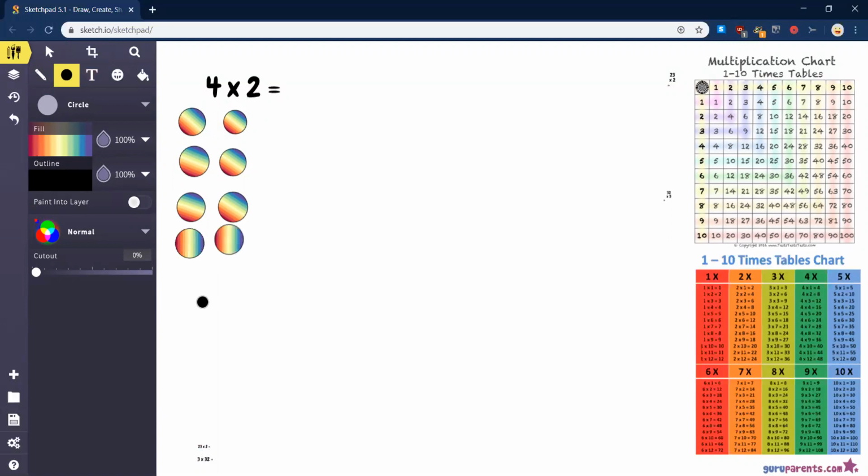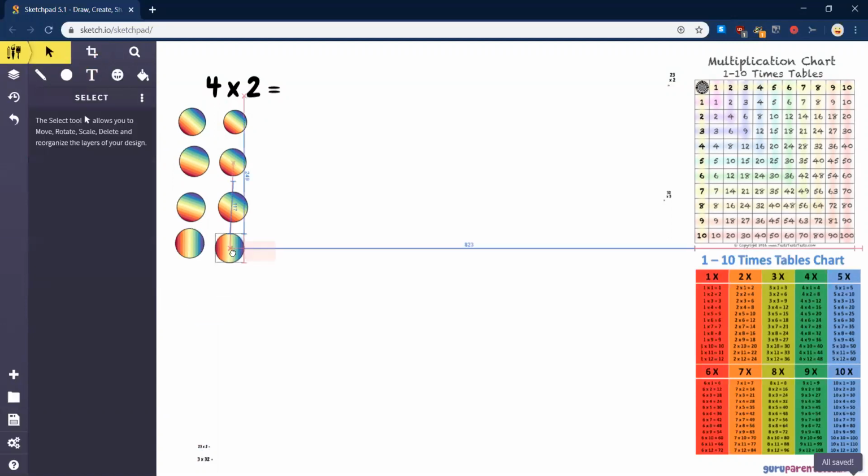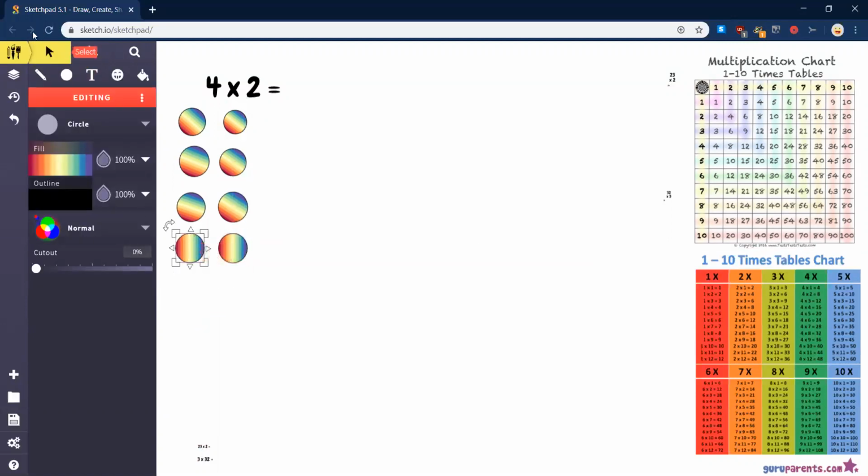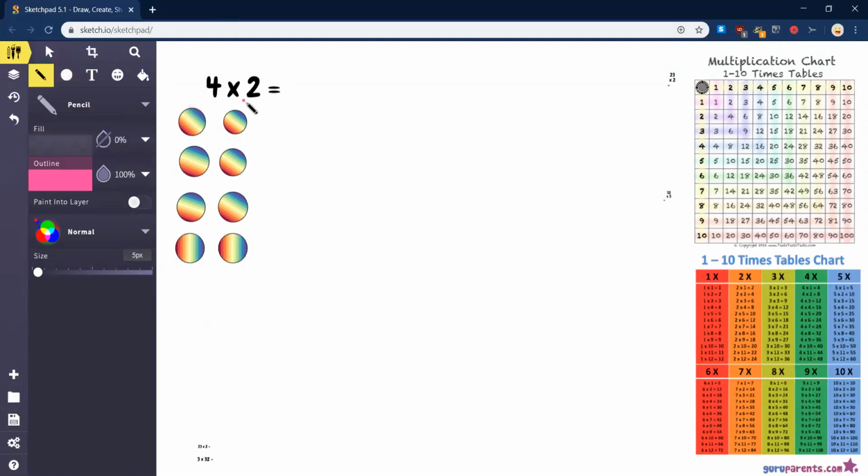The last one here. There we go. We have our 4 rows of 2. Now, we can circle those off and we'll make the array set out. So there's 1 row of 2, 2 rows of 2, 3 rows of 2, and 4 rows of 2. And that's a really good way of setting out the 4 times 2 times table. We can draw that and represent that using the array.